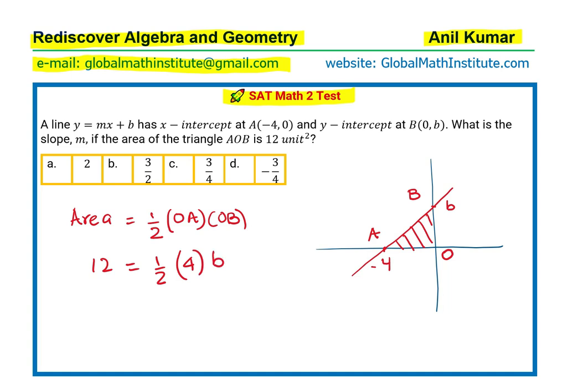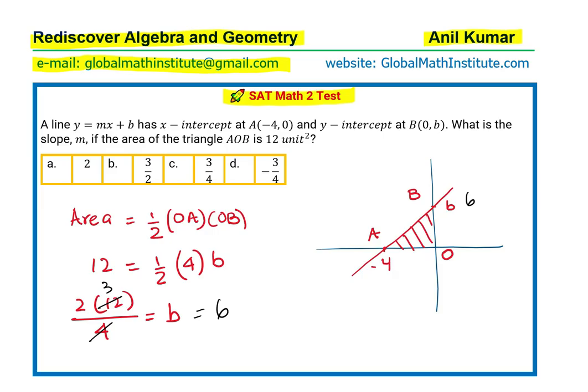Now we can calculate B as 2 times 12 over 4. So that gives you the value of B. 4 goes 3 times, and 3 times 2 is 6, and therefore this should be 6, correct? So that is how we could actually find the point B.